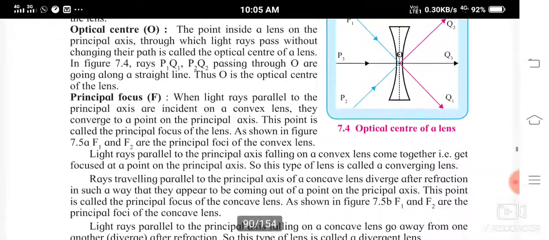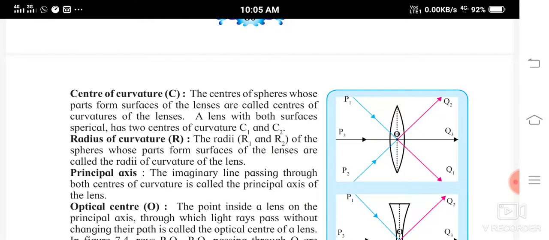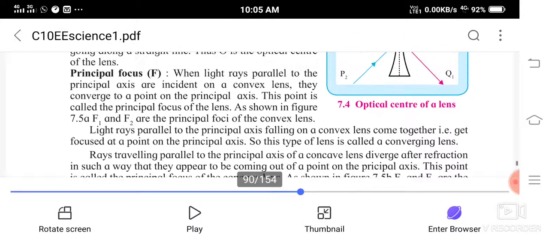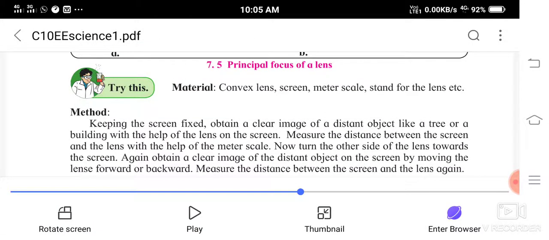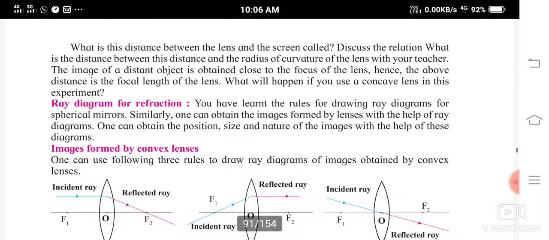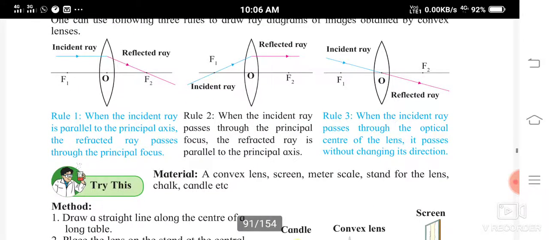Today see what all we studied. In the last video we studied what is center of curvature, radius of curvature, principal axis, optical center, principal focus and focal length. Then in this video I explained this activity as well as showed you how the image is formed. In detail I will show you one more video clip regarding how images are formed by this convex lens. Then we saw the 3 rules also.